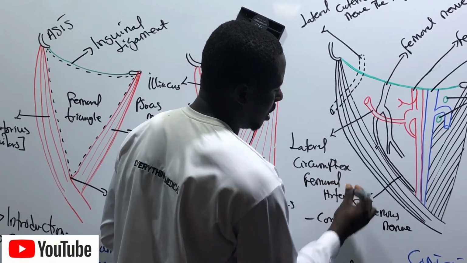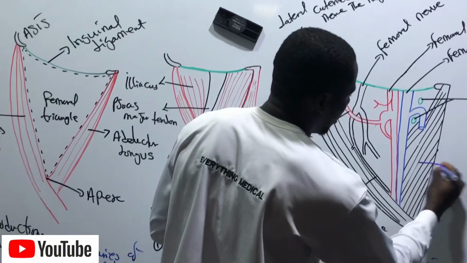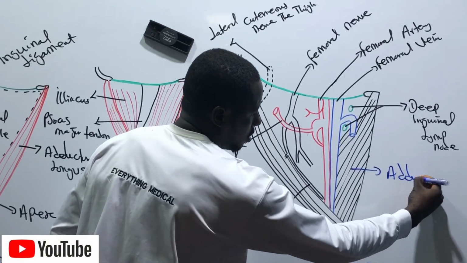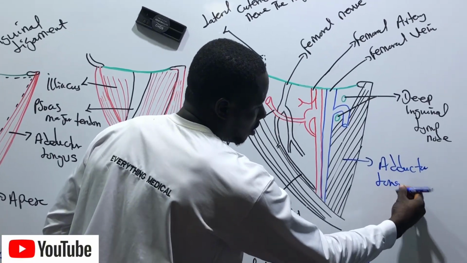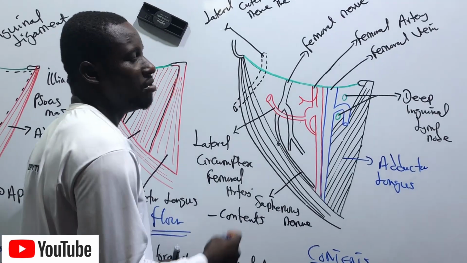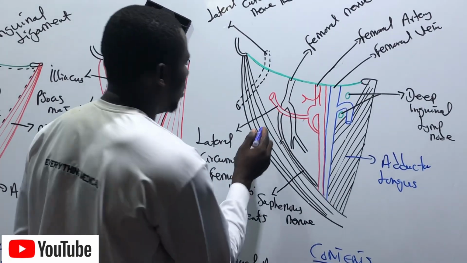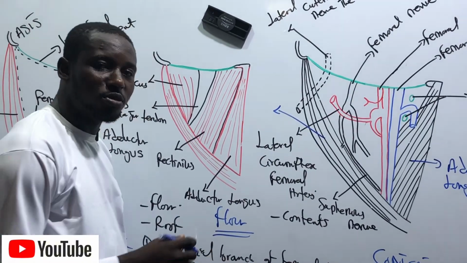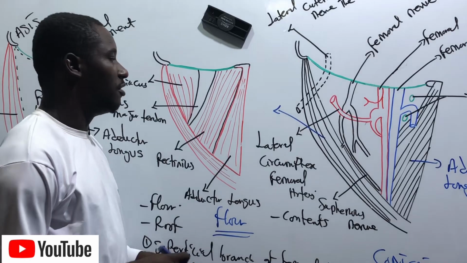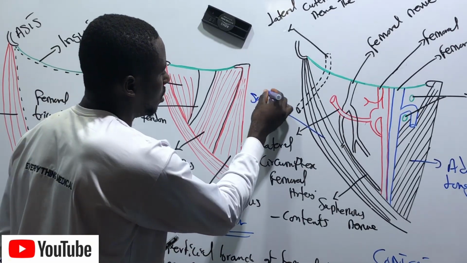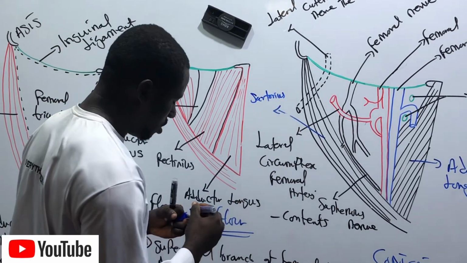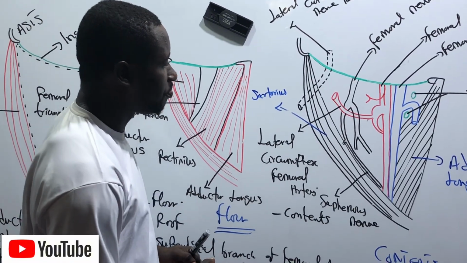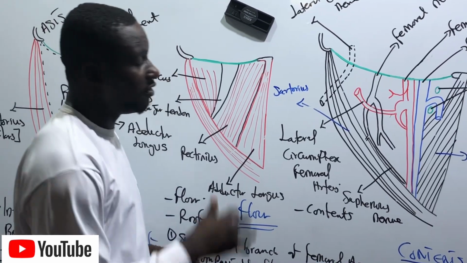This muscle right here is our adductor longus muscle, which forms the medial wall of the femoral triangle. While right here is the sartorius muscle, the tailor's muscle that forms the lateral wall of the femoral triangle. So this is a very important part of this femoral triangle.